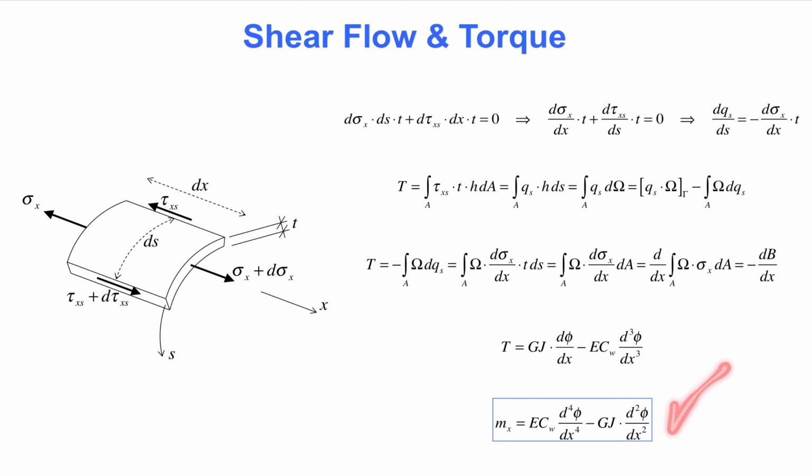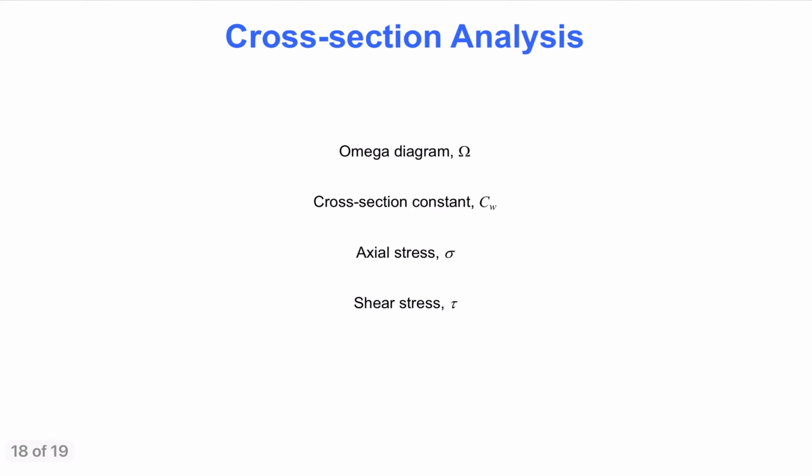The final slide serves as a reminder that details of the cross-section analysis are not covered in this video. The short course on cross-section analysis, also posted at terje.civil.ubc.ca, will explain the details of how an omega diagram is established. Once that diagram is available, we can determine the cross-section constant for warping torsion, Cw, the axial stress in the cross-section due to torsion, and also the shear stress, as we just derived.